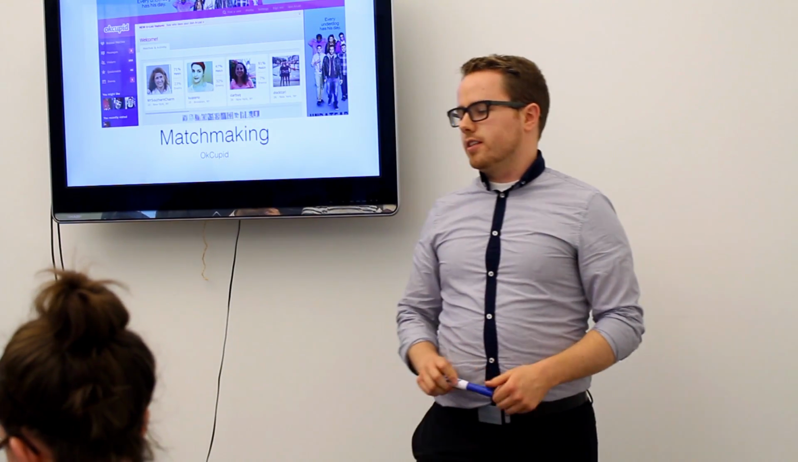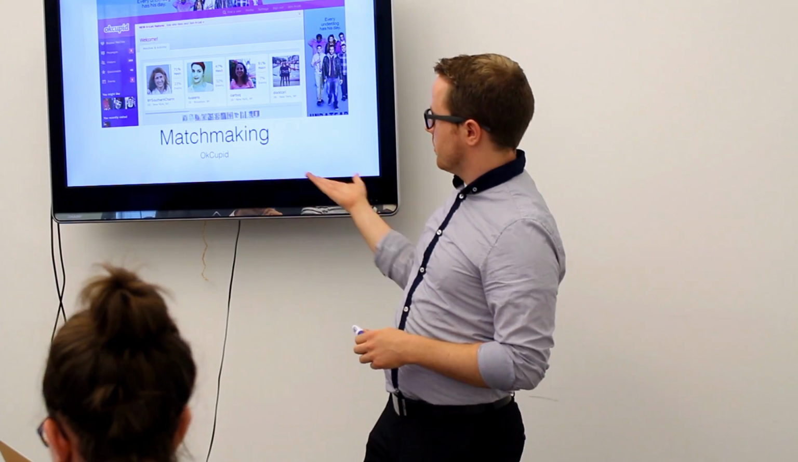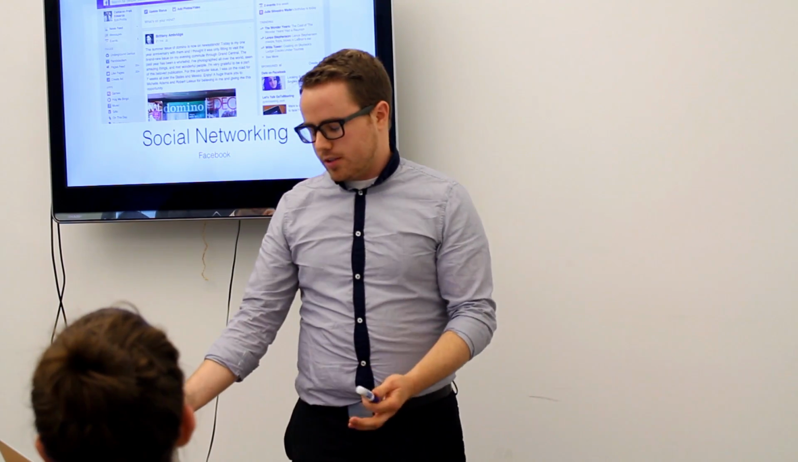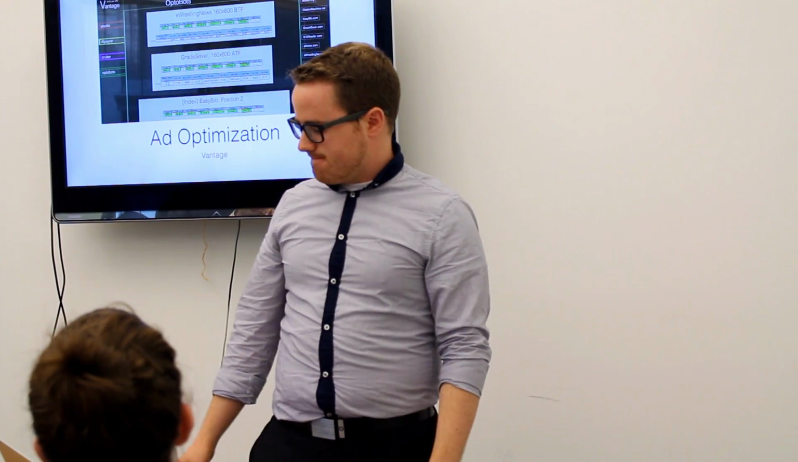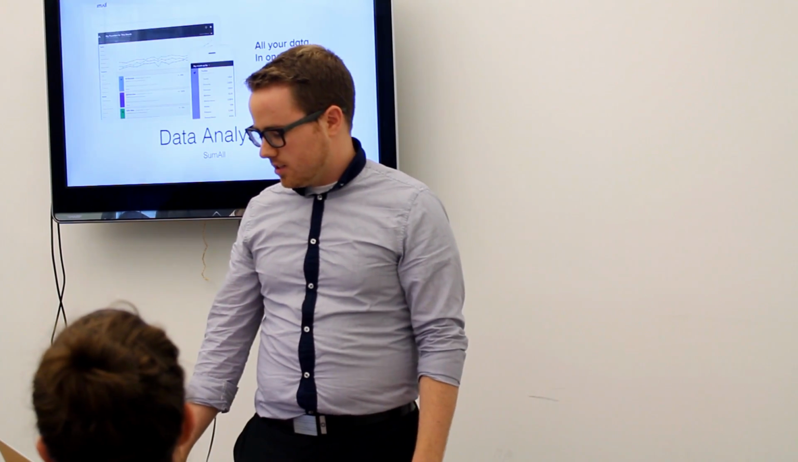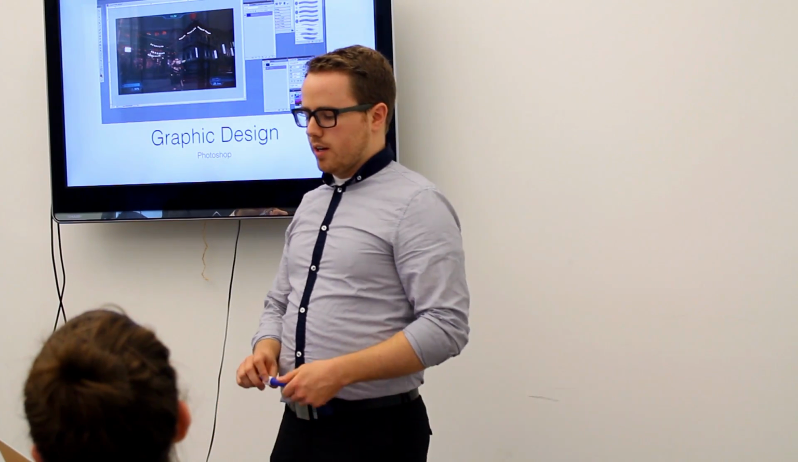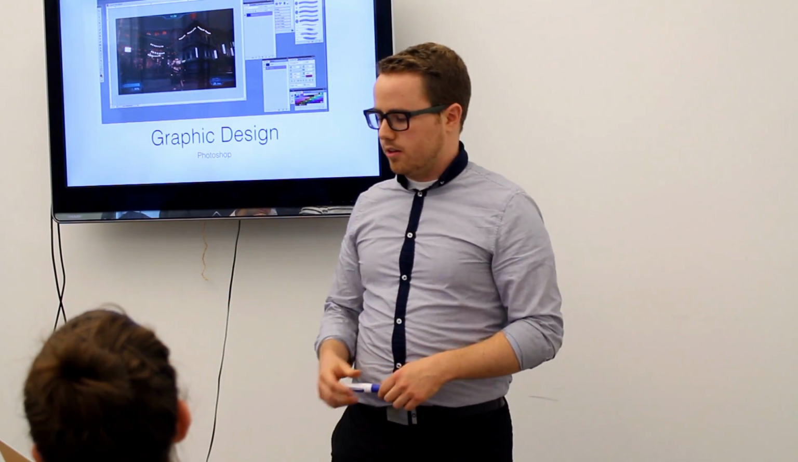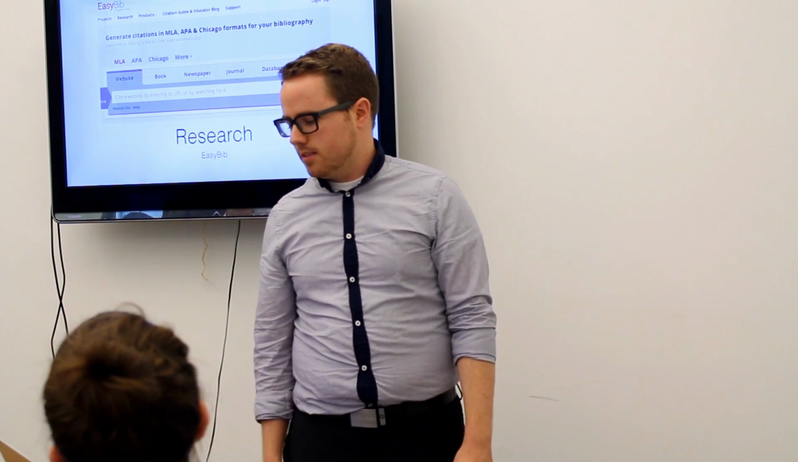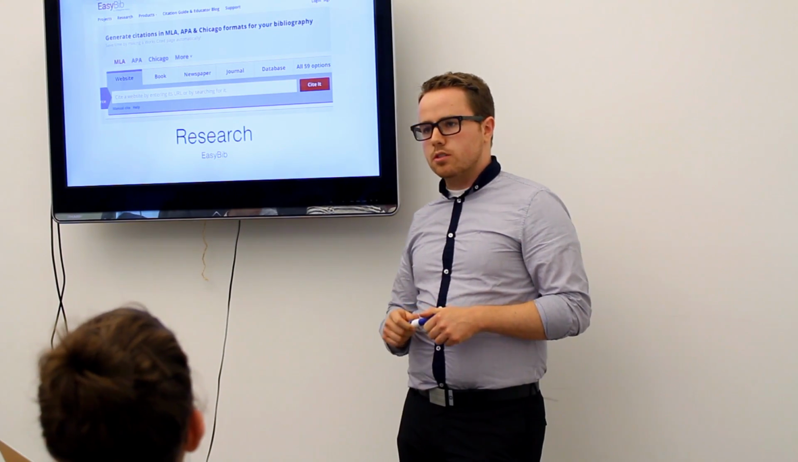So, some of the different domains that different applications are seeking to solve. OkCupid is trying to solve the domain of matchmaking. Facebook is trying to solve the domain of social networking. Vantage is trying to solve the domain of ad optimization. Sumall is trying to solve data analysis. Photoshop is a really great app that's trying to fix problems in the area of graphic design. GetCourse is trying to solve teaching. And EasyBib is focused on the domain of academic research.